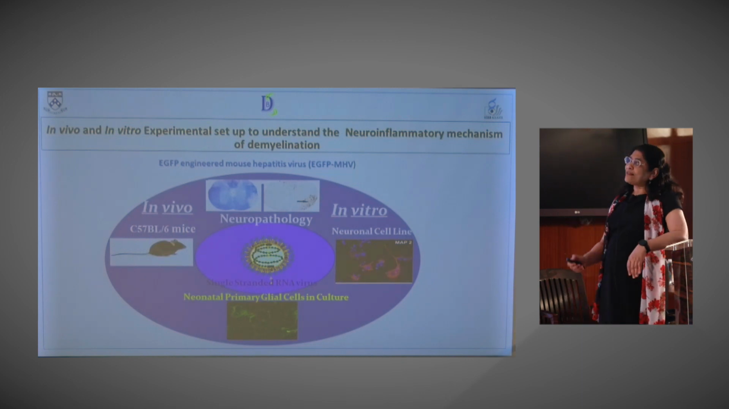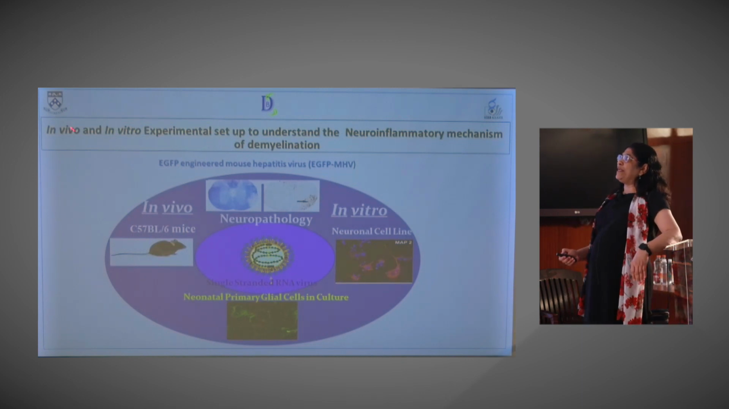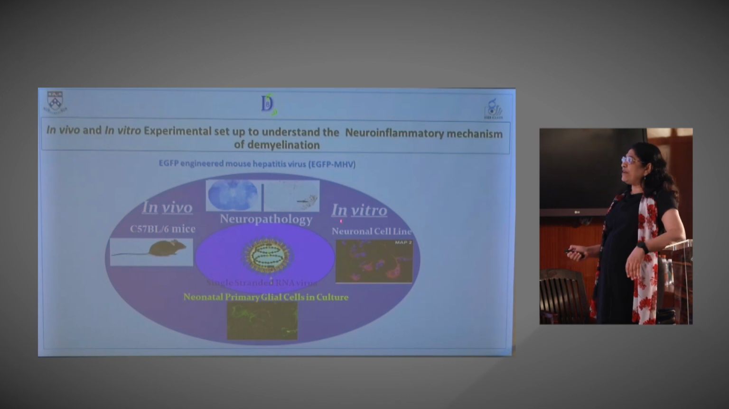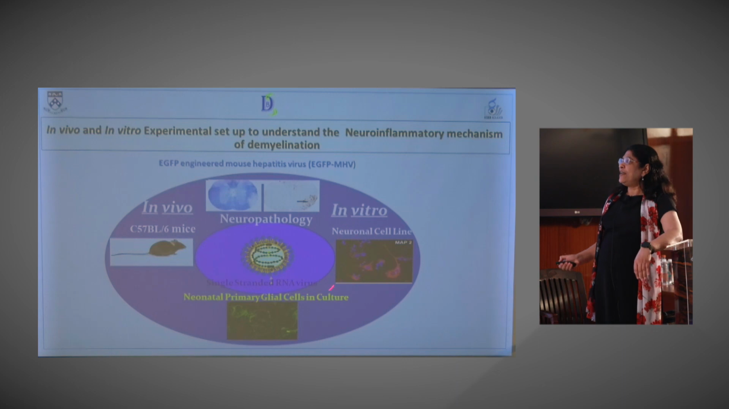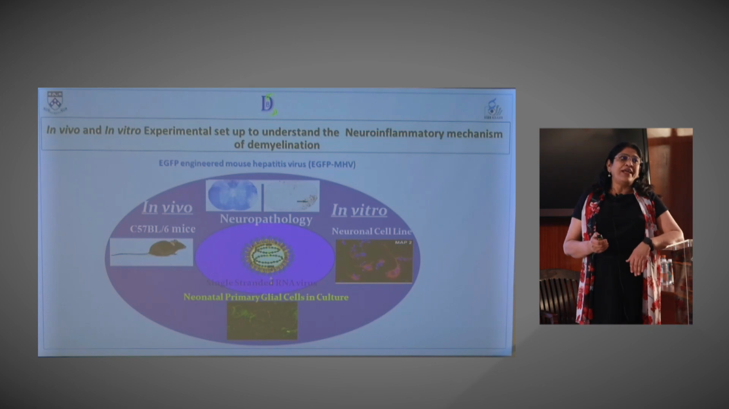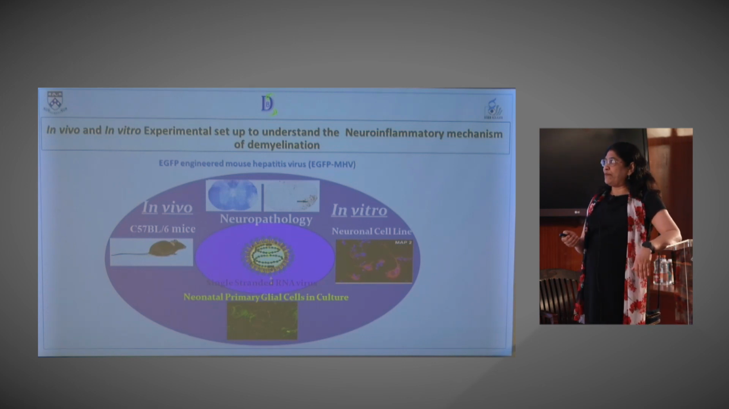To understand the complex disease mechanism, we have in vivo intact mice, which we inject with EGFP-engineered mouse hepatitis virus, and we study the histopathology to understand what is going on at the brain and spinal cord level. As well, we have in vitro neuronal cell culture and primary glial cell culture to understand, in a reductionist model, what is going on in individual neural cell types.